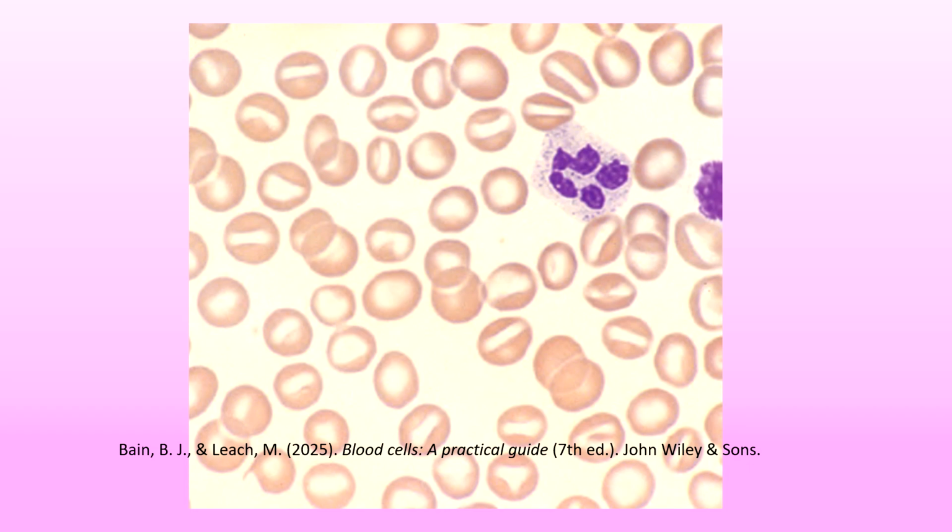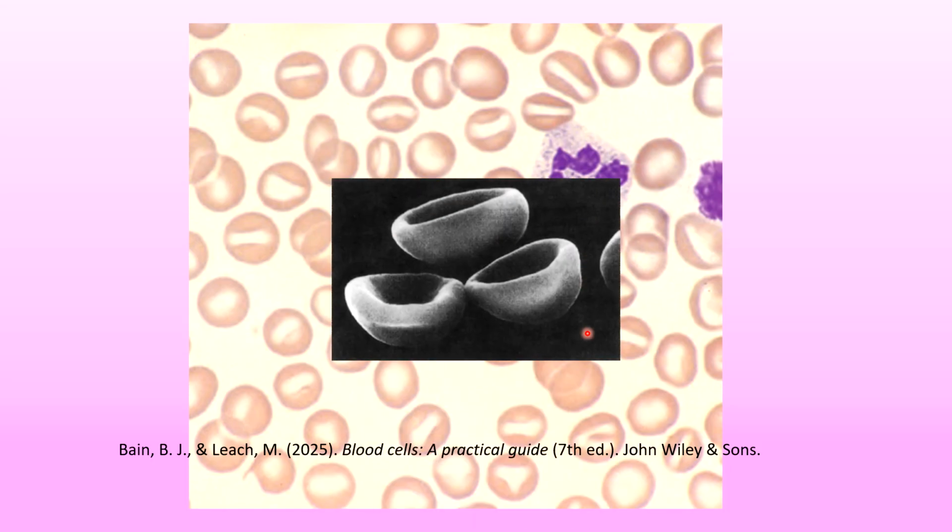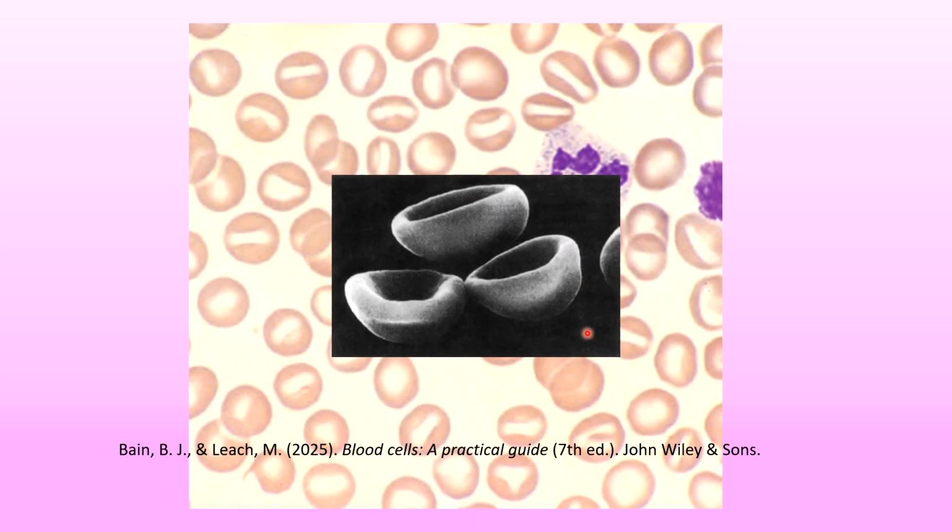This is the peripheral blood picture of stomatocytosis. You are able to see these mouth-like gaps in the RBC. This is a scanning electron microscopy image of the same.